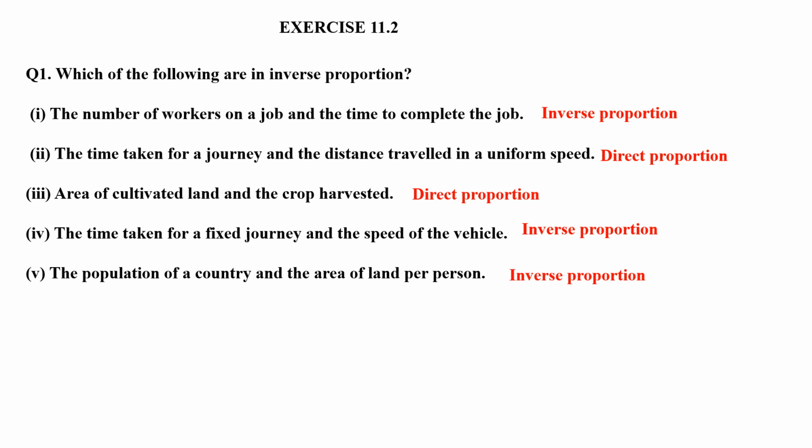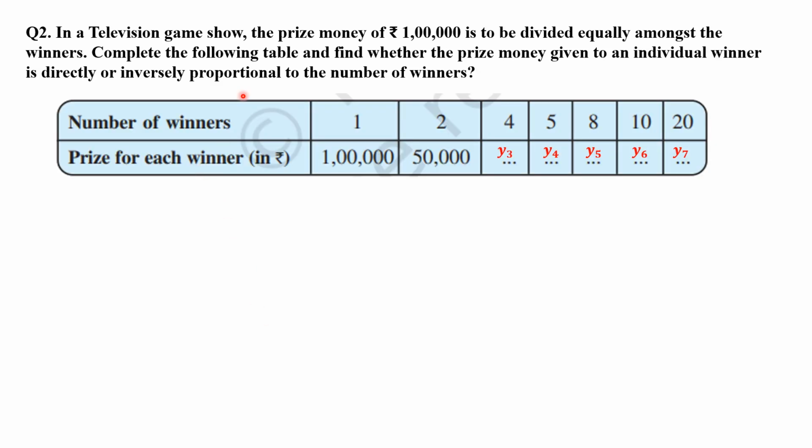Now moving to question number 2. In a television game show, the prize money of 1 lakh is to be divided equally amongst the winners. Complete the following table and find whether the prize money given to an individual winner is directly or inversely proportional to the number of winners. So see, prize money is fixed. Depending upon how many are winning, you have to divide this money equally.